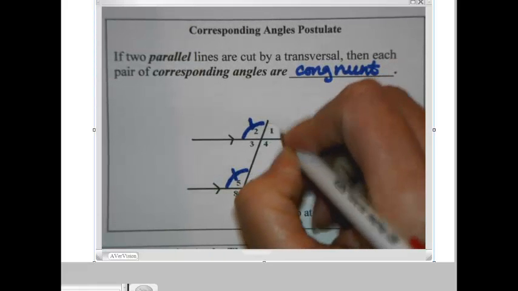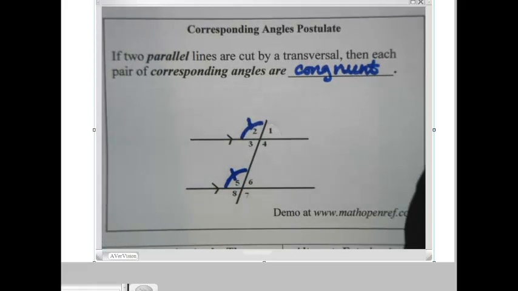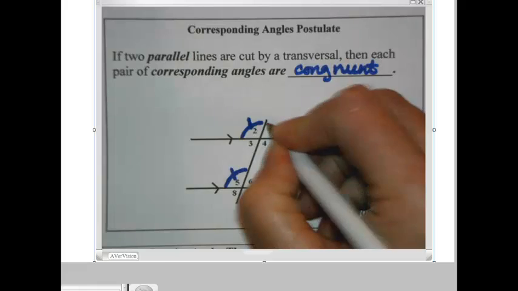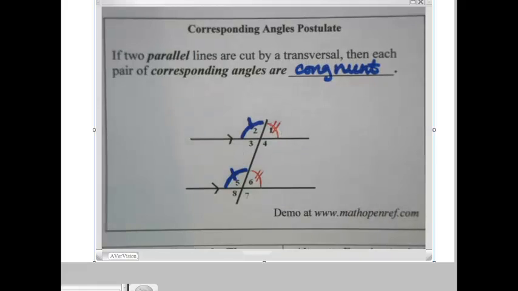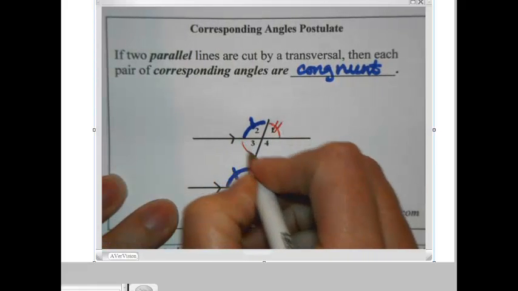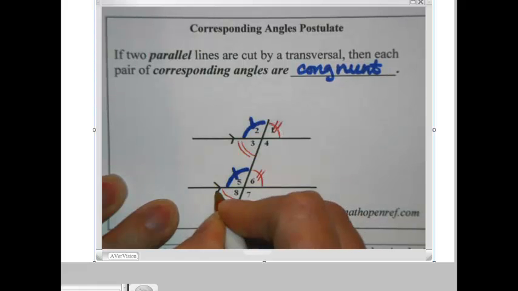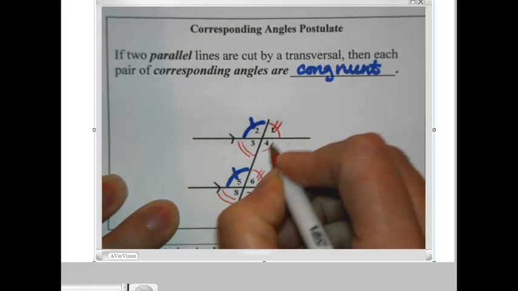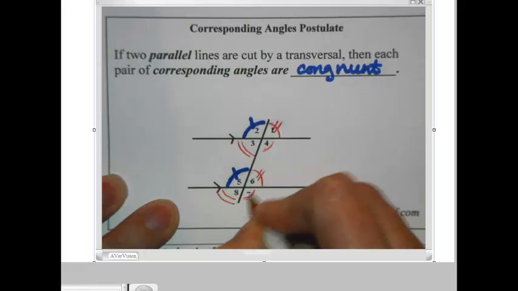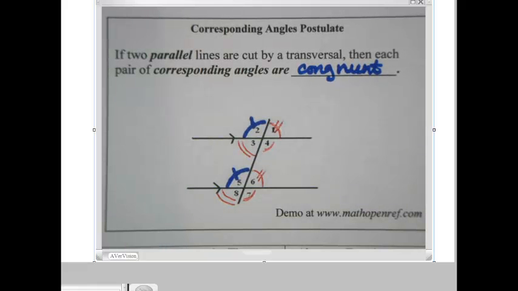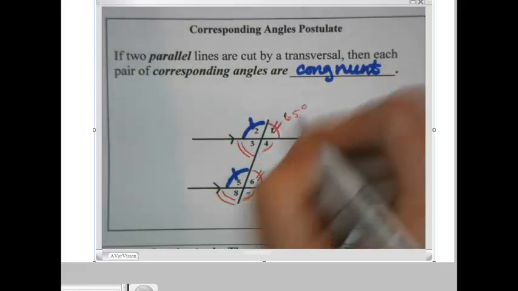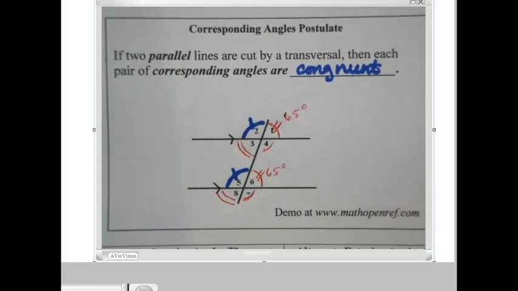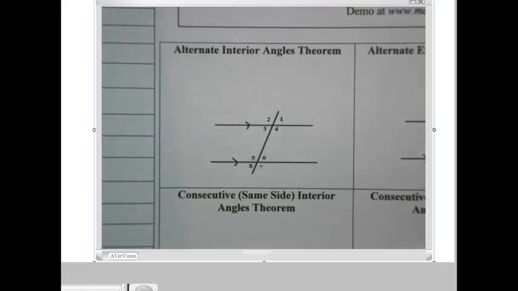Let's take angle 1, for example. Angle 1 is going to be matching its corresponding angle, angle 6. Angle 8 is corresponding and congruent to angle 3. We'll just mark these in different ways. And last, angle 4 is corresponding and congruent to angle 7. So we could write any of those as a match. If we knew this angle 1 is, say, maybe 65 degrees, then down here at angle 6, I know that's going to be 65 degrees. They're twins.